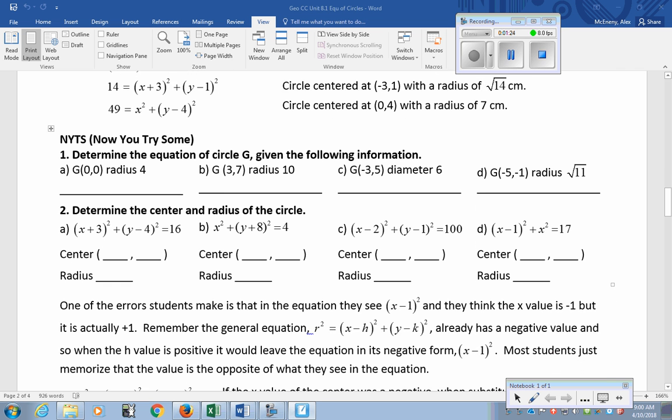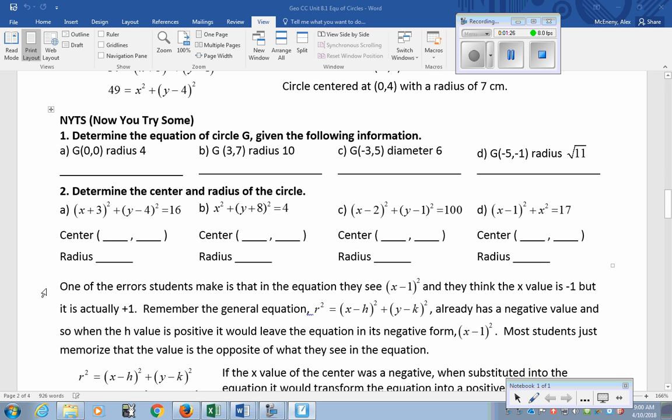For the first one, where it says now you try some, part A, because the origin is (0, 0), if you have a 0 for any part of the coordinate, it's just going to be x squared and y squared for that value. And then take the radius and square it, and you get 16. If you look at B, those are positive 3 and positive 7, so when we write those, we'll have minus 3 and minus 7 in the parentheses. And then we square 10, which is 100.